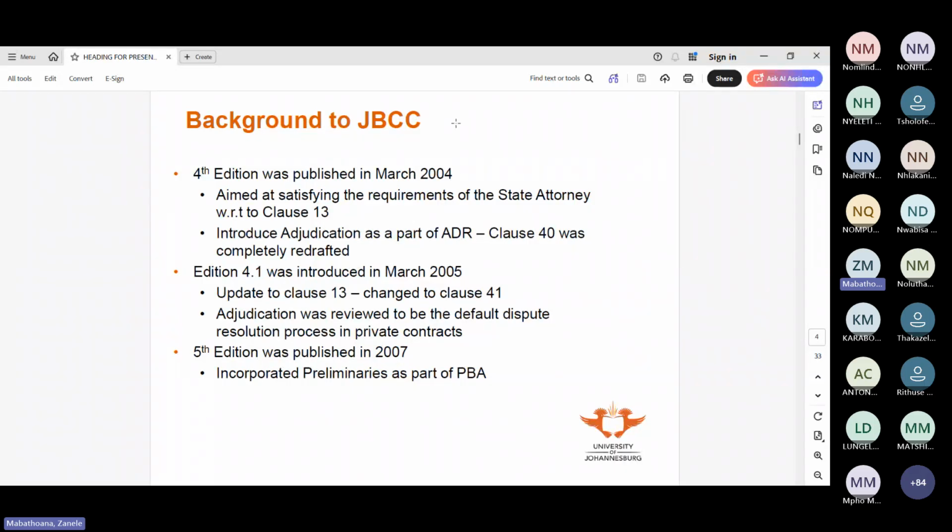Court processes take long and they're very expensive because you have to brief senior counsel, so there are a lot of lawyers involved. They're charging you per hour and all of that. So it's not a quick fix. Then in 2007, the 5th edition was published. And from 4.1 to the 5th edition, the private sector was not happy with certain clauses.